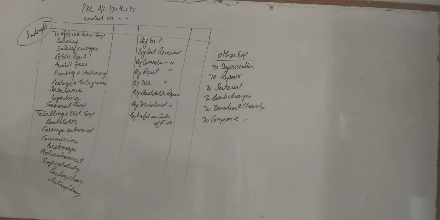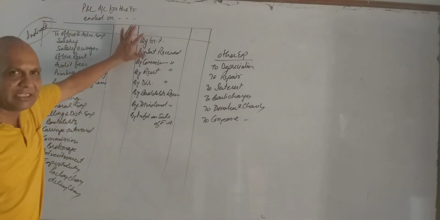These expenditures have nothing to do with purchase or production. That's why all expenses will be transferred over here. It is up to you whether you divide these headings, or directly you can write to salary and wages, to audit fees, to bad debts, to carriage outward, etc. I think you understood. And this is our income side.